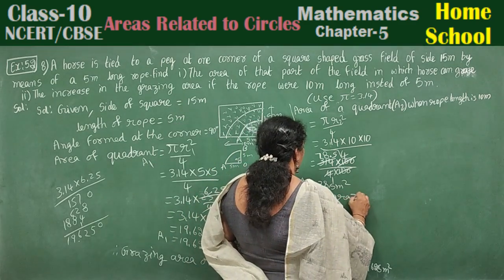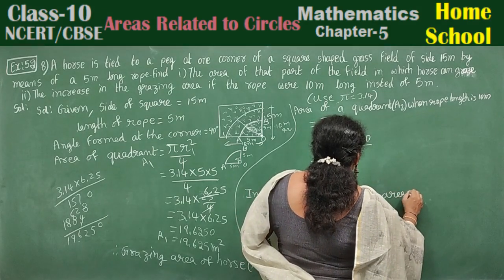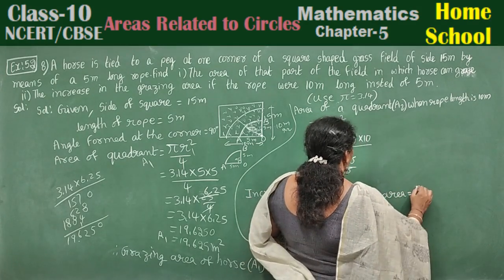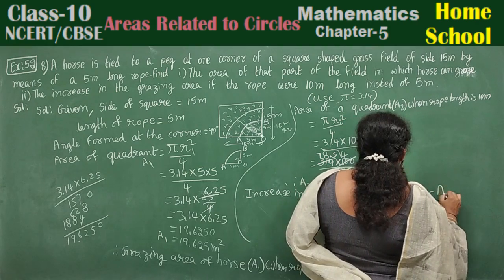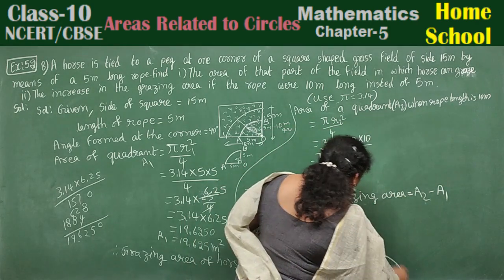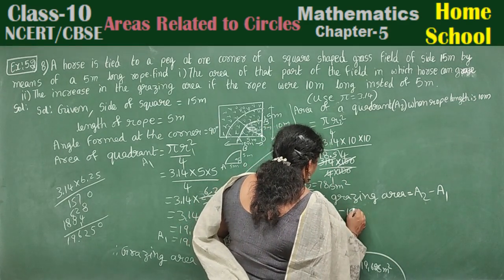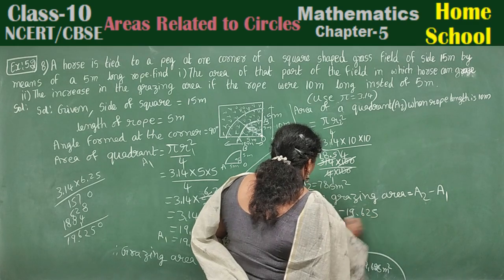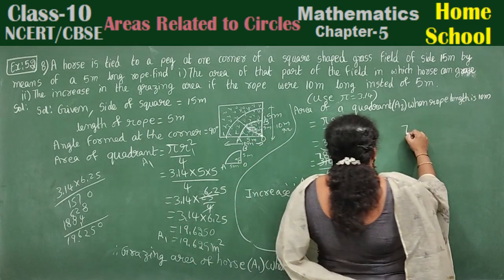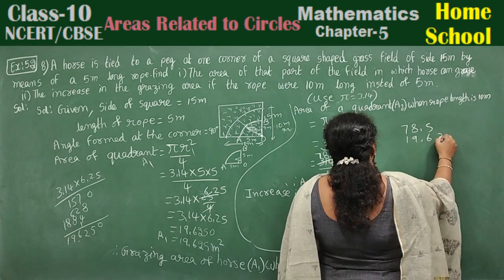Increase in the grazing area. What does the increase in the grazing area mean? You can subtract A2 minus A1. A2 value is how much? 78.5 minus 19.625. Subtract this. 78.5, 19.625.